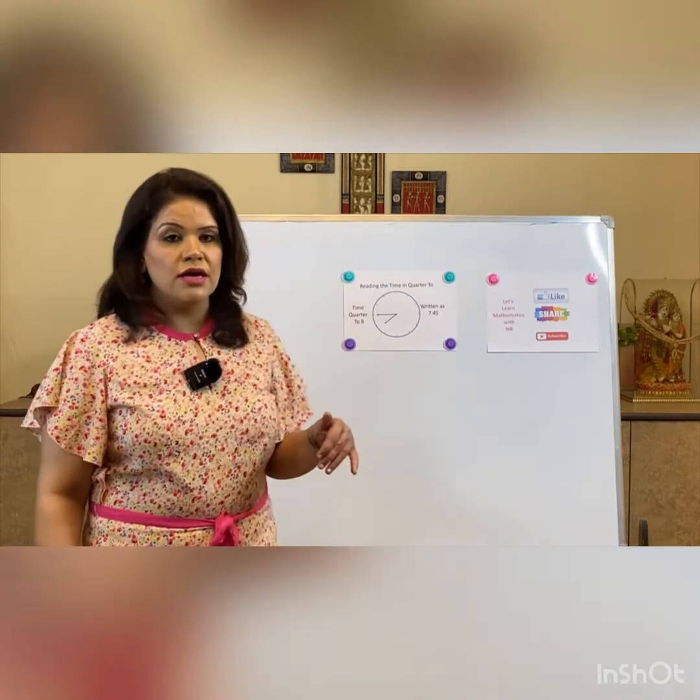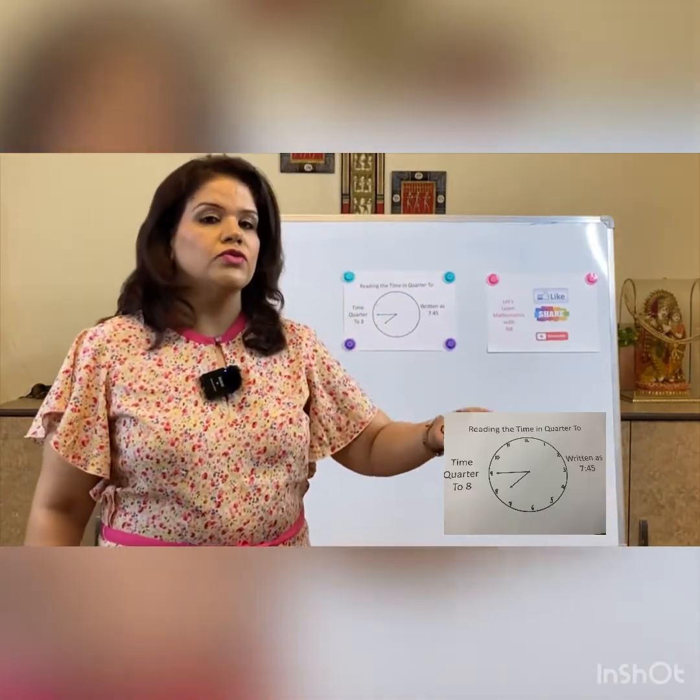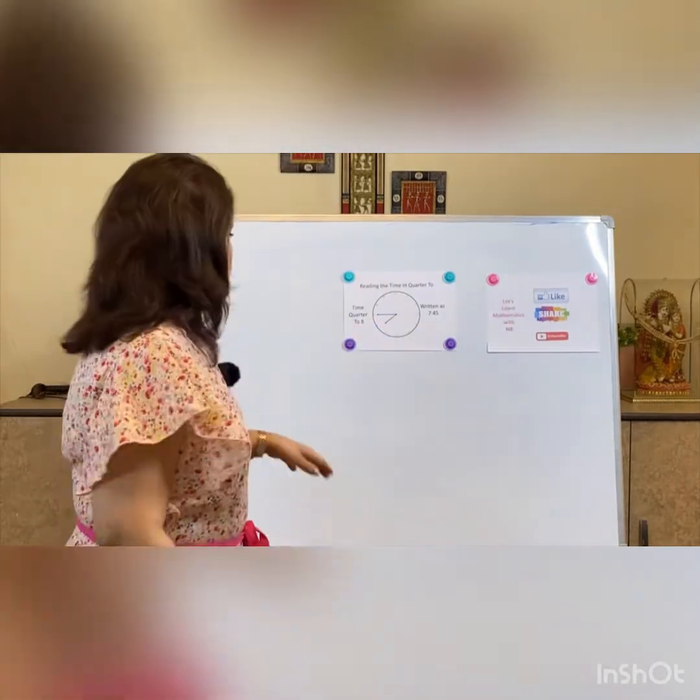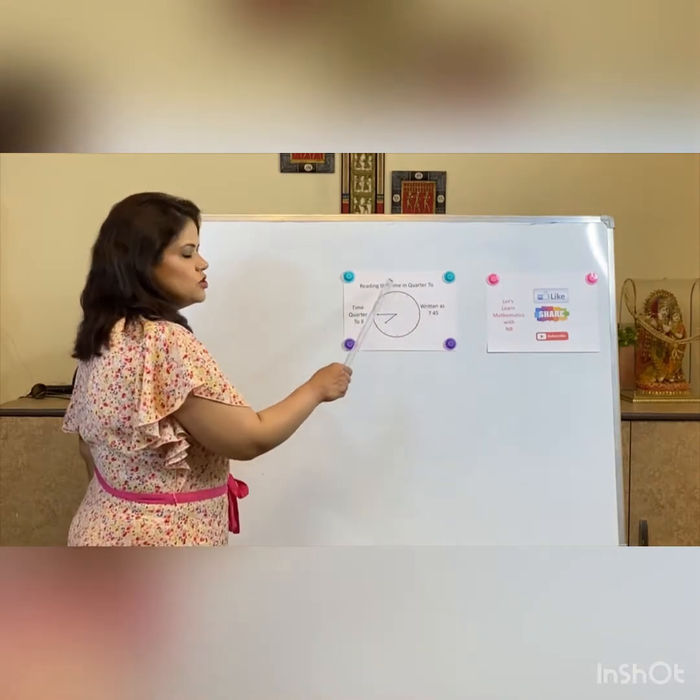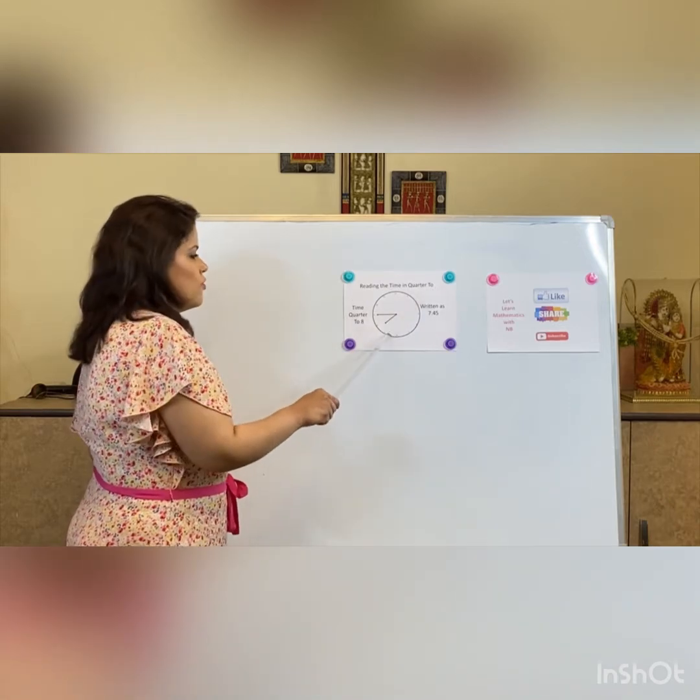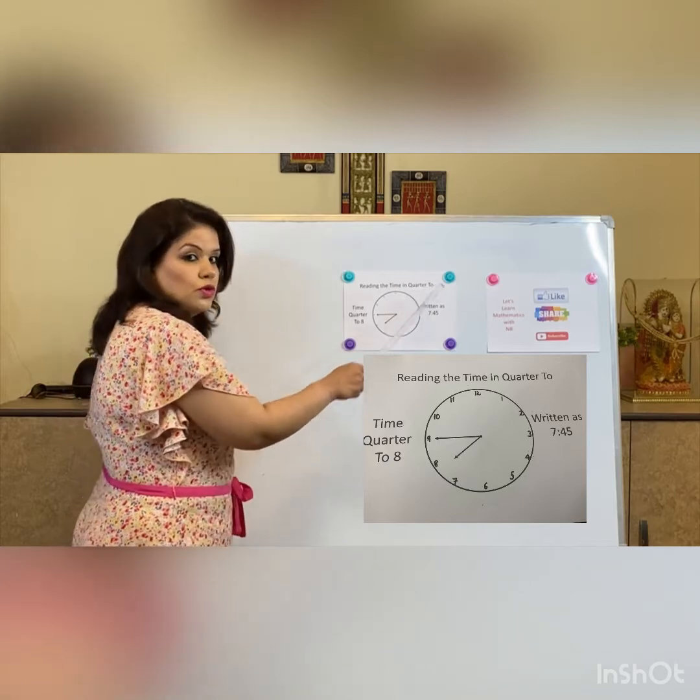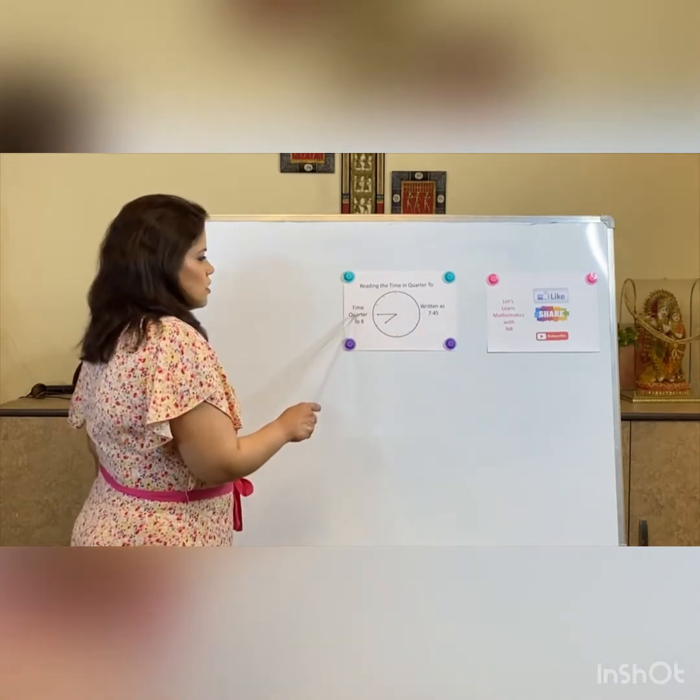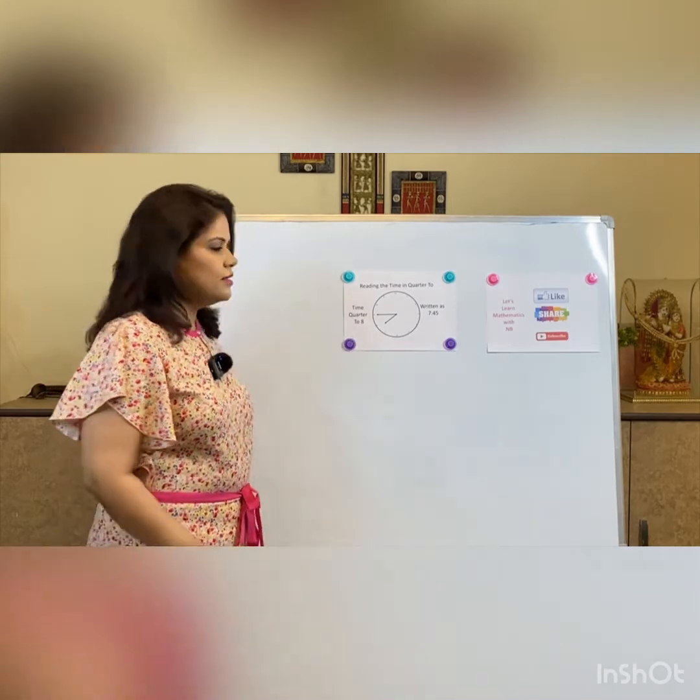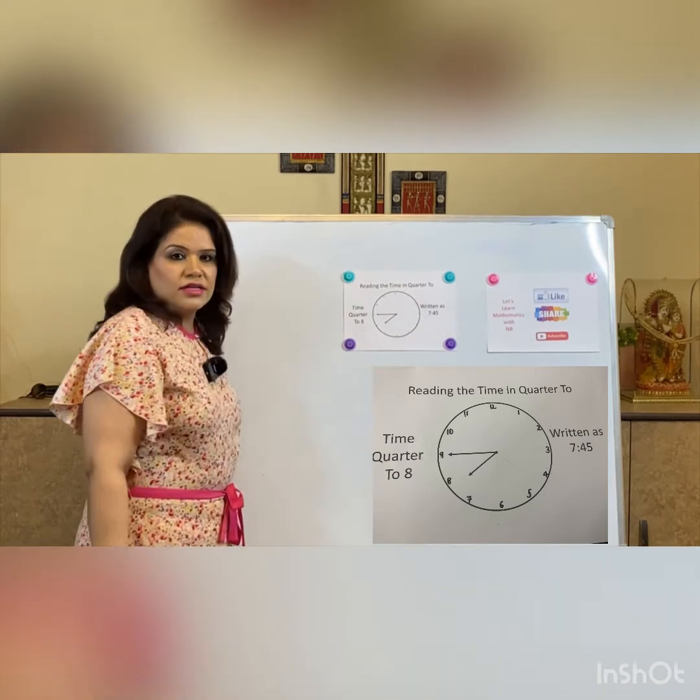Earlier, with quarter past, we used the number from which it is going towards the other number. So we were using the from number. Now we are going towards a number. Towards which number is the hour hand going? To means towards. From 7 towards 8 it is going. So that's why we are using to, not past. The time will become quarter to 8, and we write it as 7:45. So this way we will write it in digital clock.